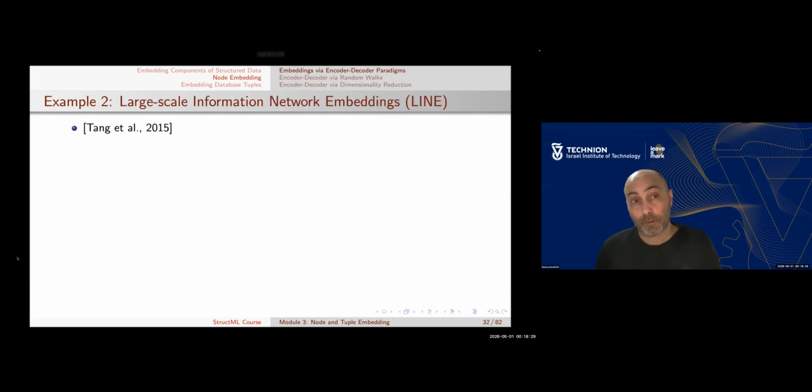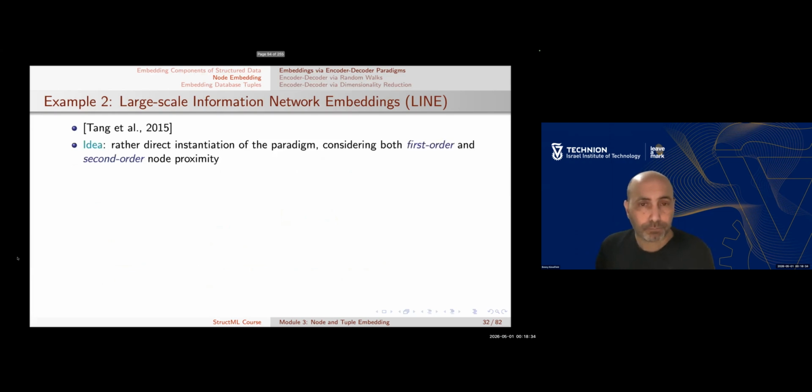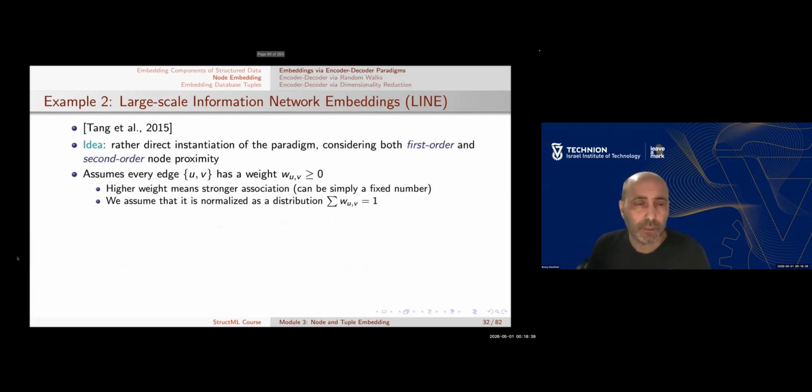Another one is LINE, large scale information network embedding. They use two notions of proximity, and they also assume that every pair of nodes, U and V, have a weight, so the edges are weighted, and they assume that this behaves like a distribution. The sum of all of the weights is one, so it is normalized. And it's important that this is a distribution.